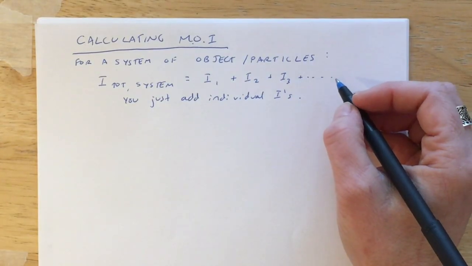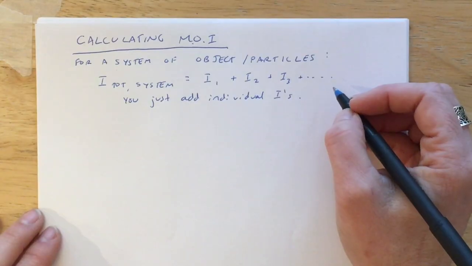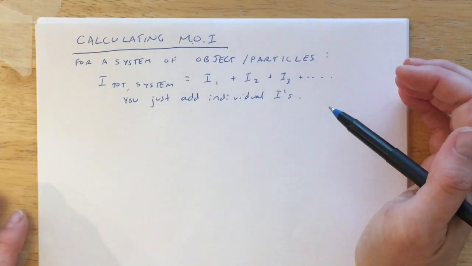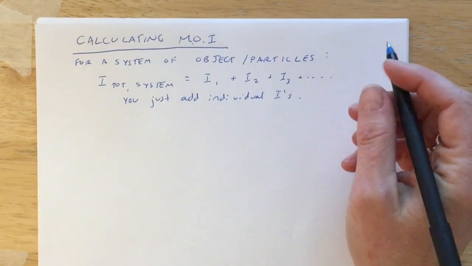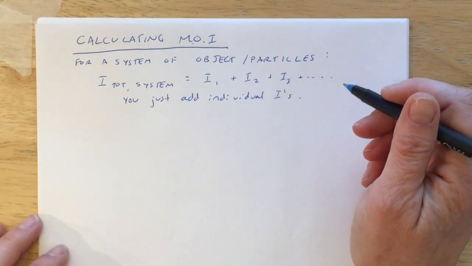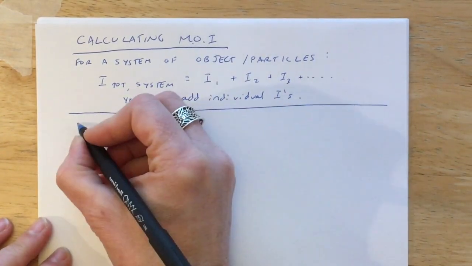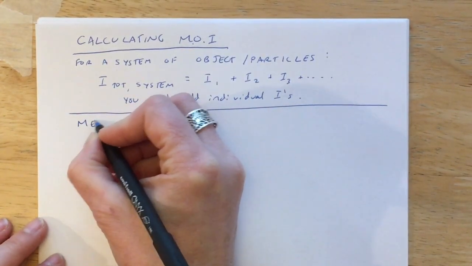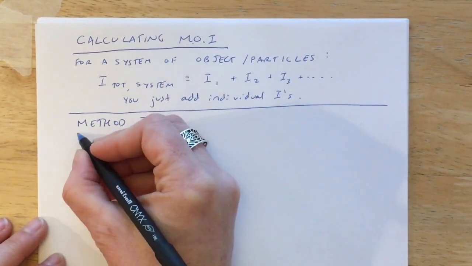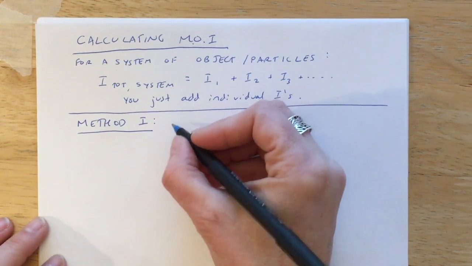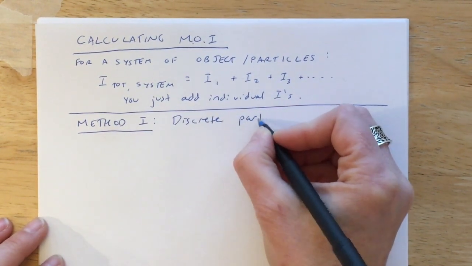And as we've discussed previously, moment of inertia depends on not just mass, but also on the mass distribution. And so our equations for calculating moment of inertia will have to take into account not just the mass, but the mass distribution. So let's go ahead and talk about the first way. The first method is going to be the simplest, and that's going to be for that of discrete particles.